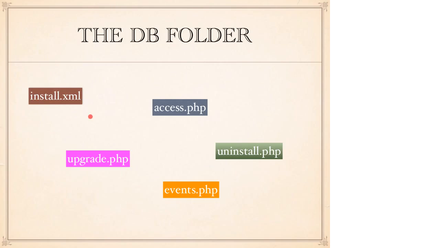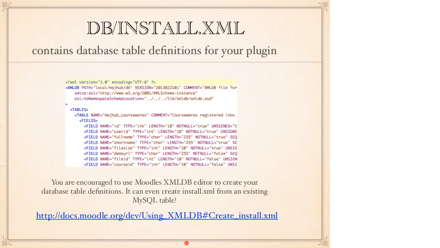There's install.xml, which contains the definitions for your database tables. There's access.php, which declares capabilities for your plugin. This is really nothing to do with the database, but it's really important because this allows people really fine-grained access for who can access your icon on the Atto editor, or who can do this or that. You've got upgrade.php for upgrading your plugin. Events.php, where you can hook into Moodle events, and then you've got uninstall.php. So if your plugin needs to do anything when you uninstall it, then that's what you put there.